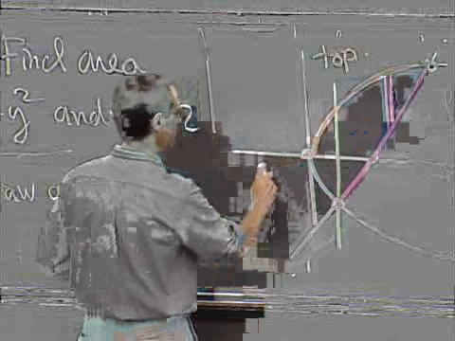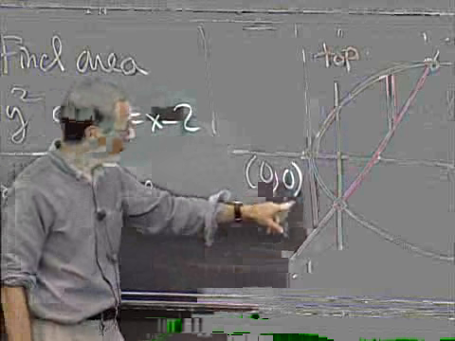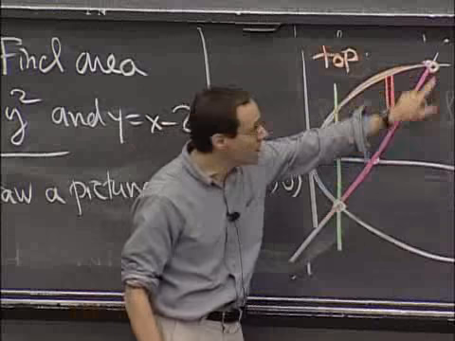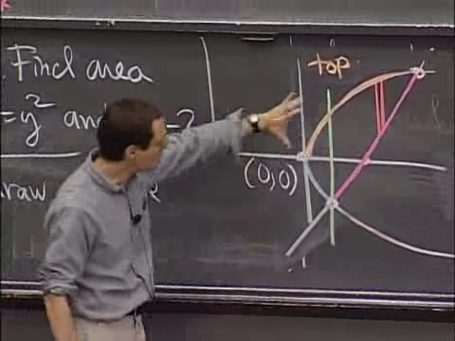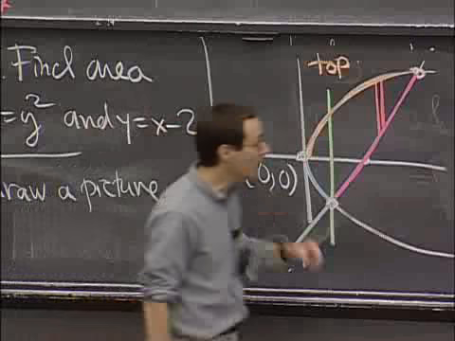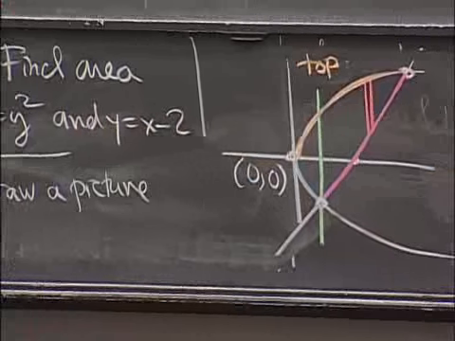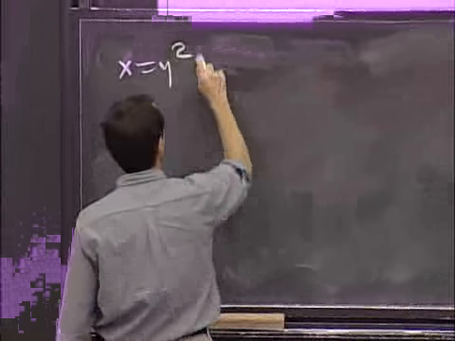This one is kind of easy. It's the point 0, 0. This point down here and this point up here are intersections of the two curves. I can identify them by the following equation. I need to see where these curves intersect.